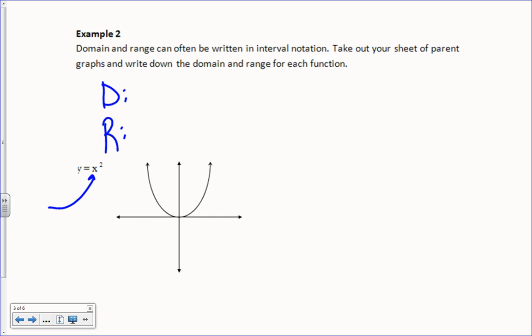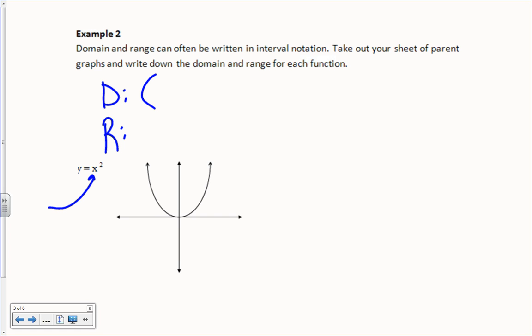Okay. So what do you believe is domain? All possible x values that you can put in. You just told me that there's none that you can't, right? So you could say all real numbers, but I use interval notation because we want to be lazy, right? So let's use our interval notation, though.